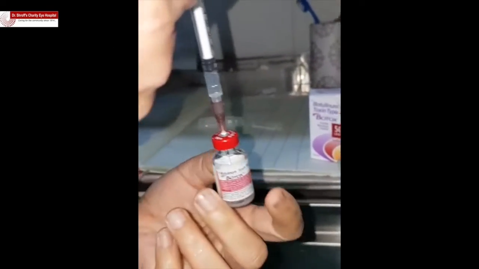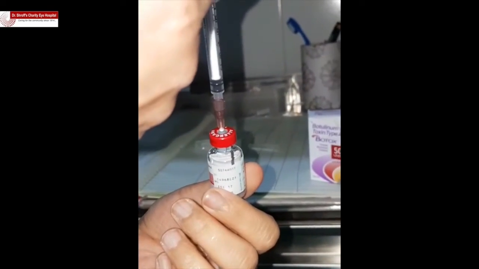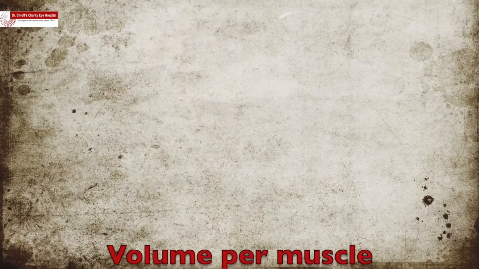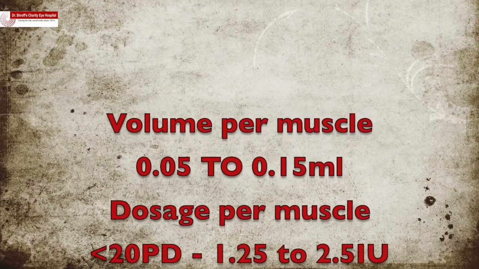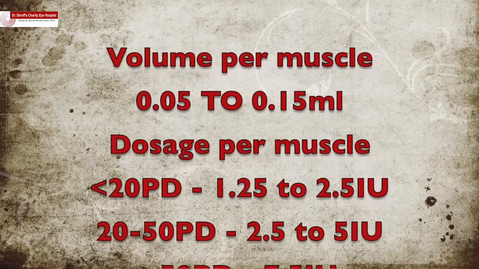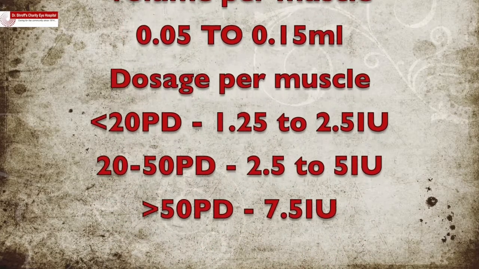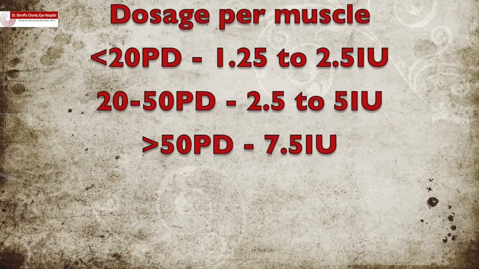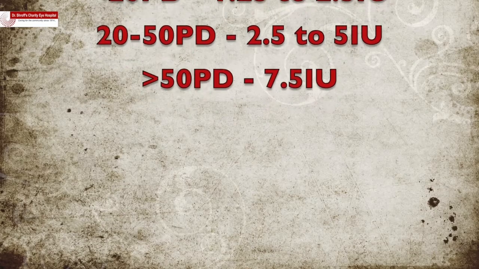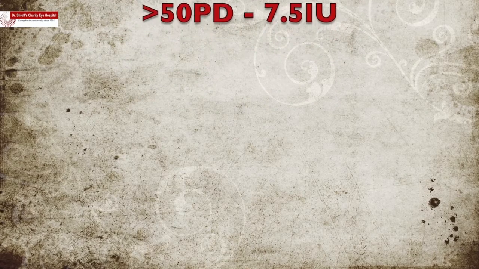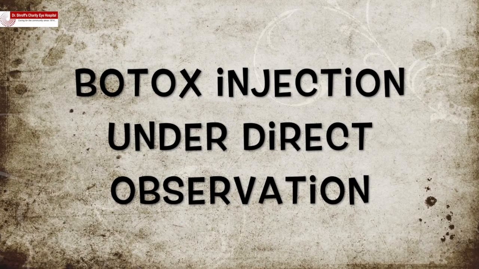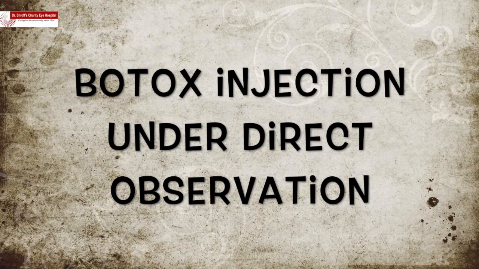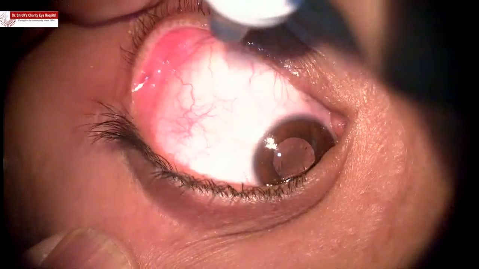Vigorous shaking of the vial should be avoided as it reduces the efficacy of the toxin. The volume of reconstituted toxin should be limited to maximum 0.15 ml in order to prevent spillage into the surrounding tissues. The dosage required per muscle depends on the amount of deviation as shown. The next part of the video demonstrates the technique of botulinum toxin injection under direct visualization.